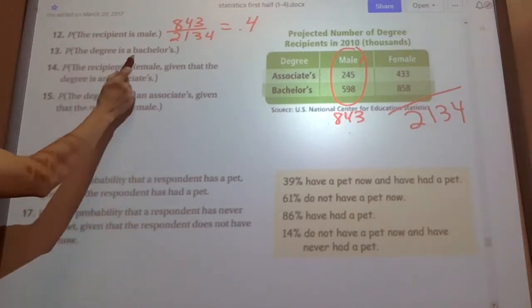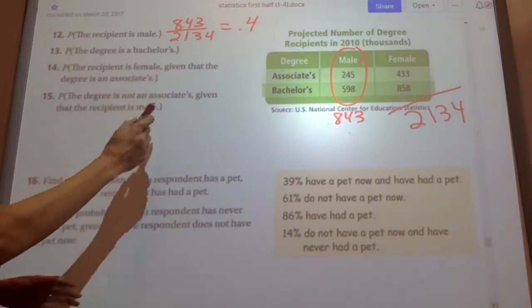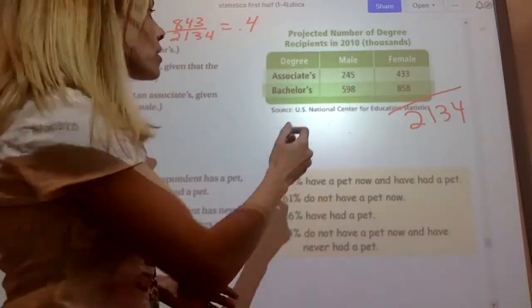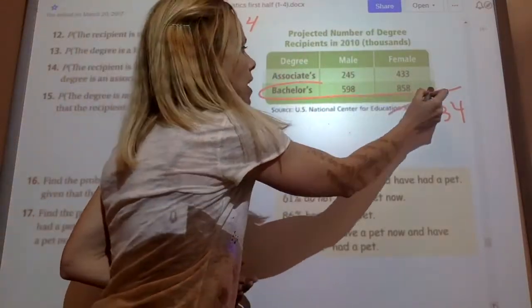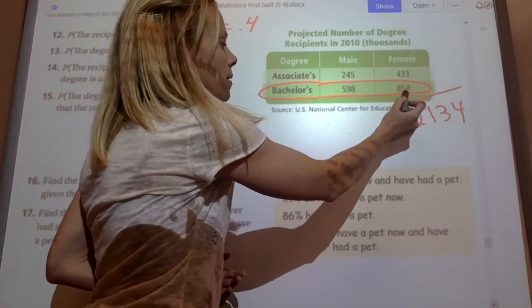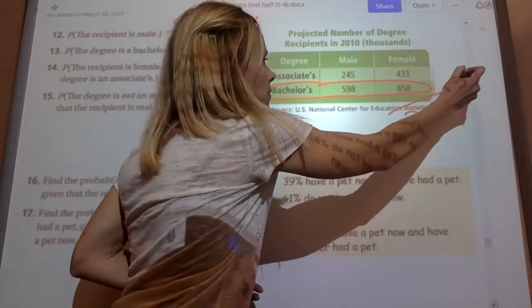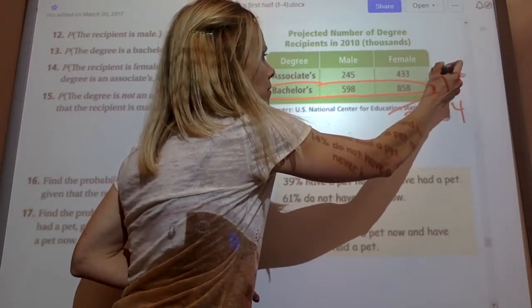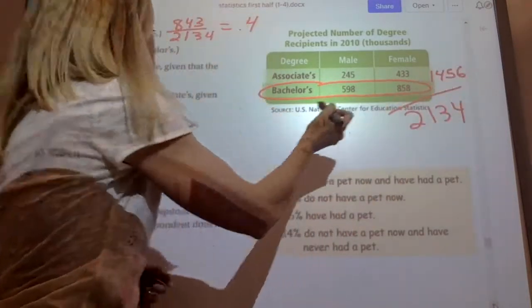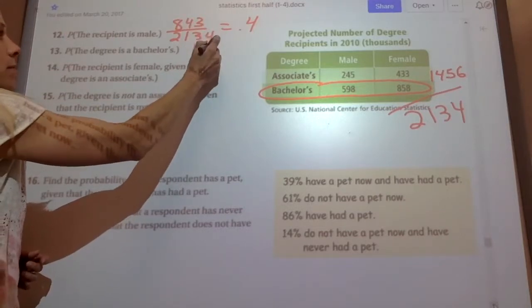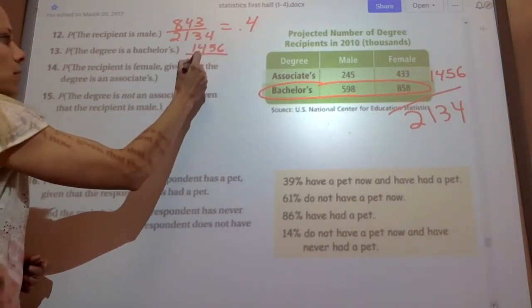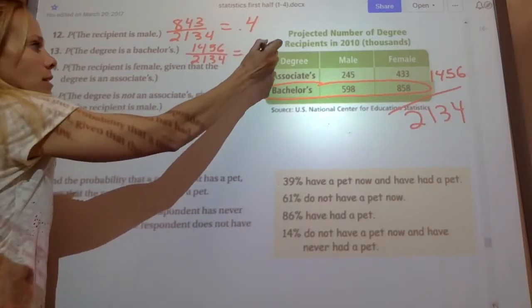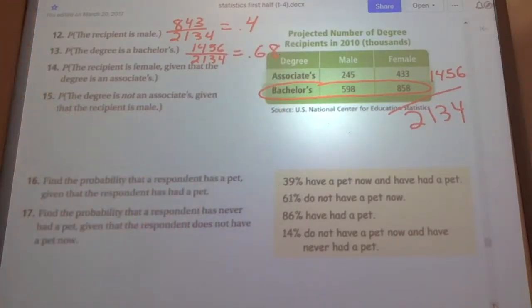How about the degree is a bachelor's? So again, out of everybody, I want the probability the degree is a bachelor's, so I need to add those two numbers together, which is what? 1,456. Okay, so I take 1,456 divided by 2,134 and get what as a decimal? 0.68. Good.